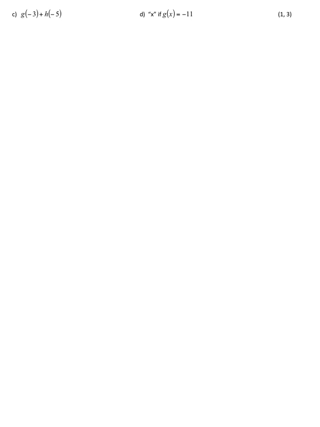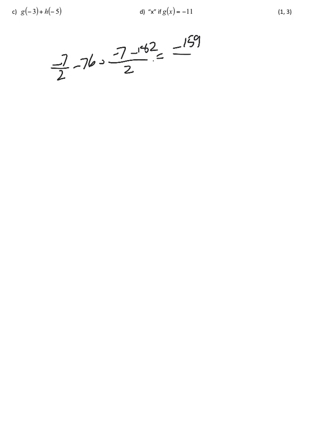The next part of the problem says find g of -3 plus h of -5. We found that g of -3 is -7 over 2, and h of -5 we found is -76. So if I use the common denominator of 2, it's going to be -7, but 76 has to be multiplied by 2, which is -152, and -152 minus 7 is -159 over 2.